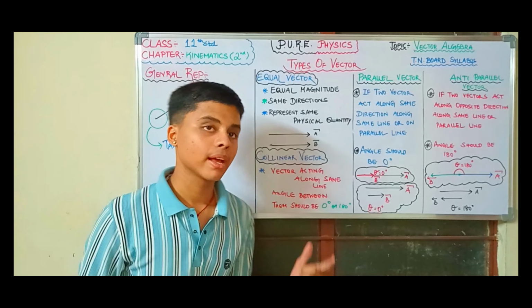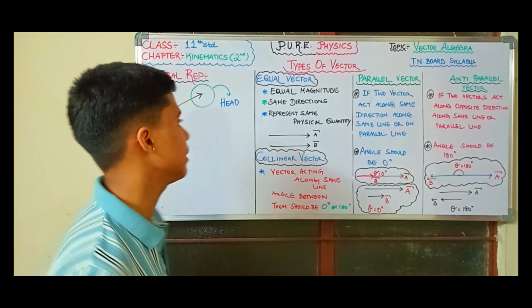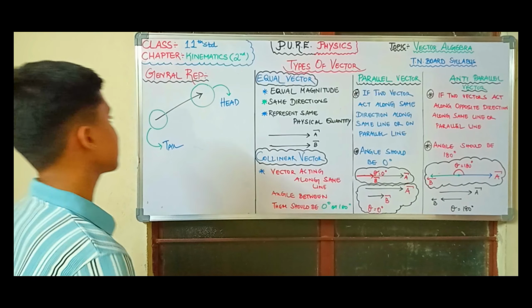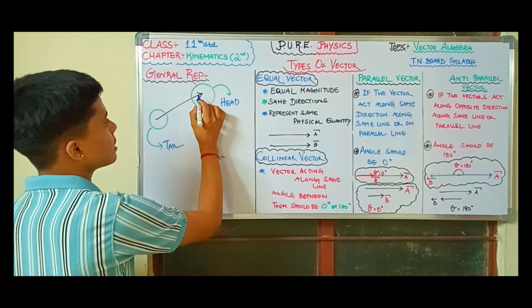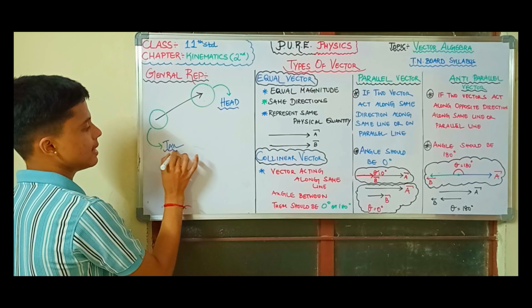Now we are going to see the types of vector. So before moving on to the types of vector, let me tell you the general representation of a vector is an arrow mark in which this part is called the head and this part is called the tail.